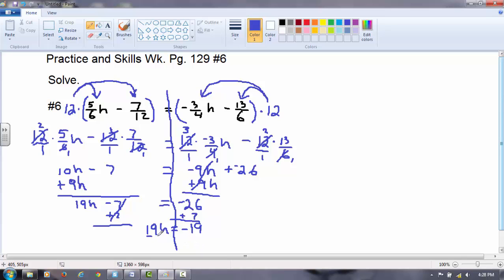And then to finish it up, we're going to divide by 19. So we'll do that to both sides. And we end up with h being equal to a negative 1. So h is equal to negative 1. And if we wanted to check our answer, we could take the negative 1, substitute it back into the original, and the left side should equal the right side on that problem.